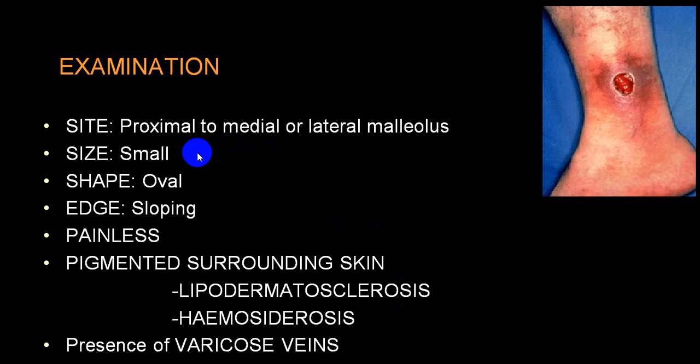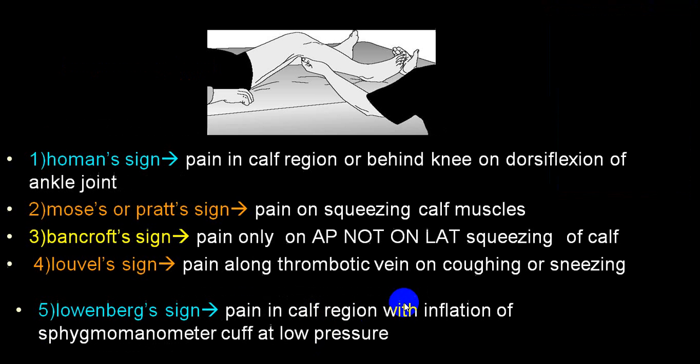Venous ulcers are usually small size, oval ulcers, edges are sloping, painless, usually on the medial malleolus or lateral malleolus. Medial malleolus is more common, and the surrounding skin is pigmented. There will be lipodermatosclerosis, there will be hemosiderosis, and there will be varicose veins, quite common.